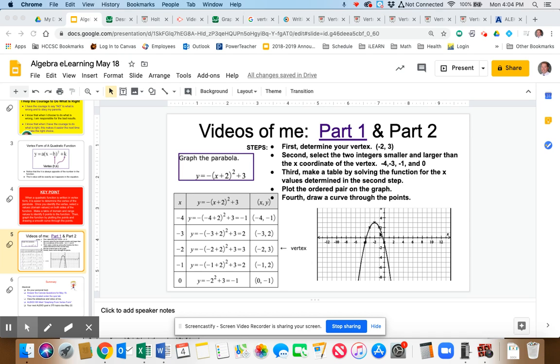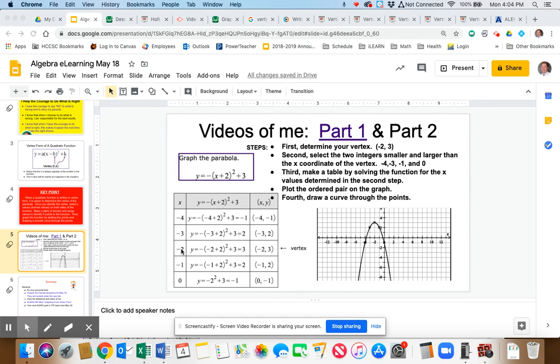Okay, we're back here for part 2 of being able to graph a parabola in vertex form. And so the first thing we learned, we're going to be able to identify the vertex, and that's why they call it vertex form. And so it's the opposite of h and then the k values. So here we have -2, 3 is our vertex.